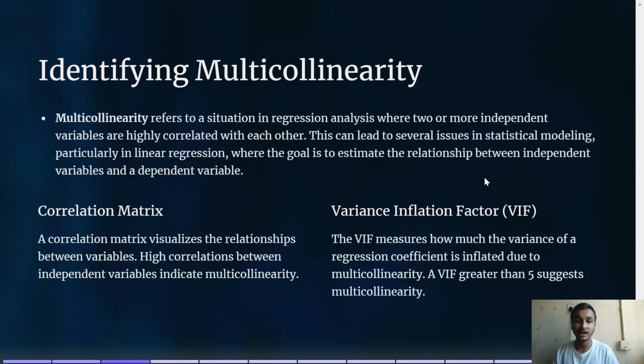Now try to understand what is multicollinearity. It refers to a situation in regression analysis where two or more independent variables are highly correlated with each other. This can lead to several issues in statistical modeling, particularly in linear regression, where the goal is to estimate the relationship between independent variables and a dependent variable. We can identify it by correlation matrix or variance inflation factor. A correlation matrix visualizes the relationships between variables. High correlations between independent variables indicate multicollinearity.